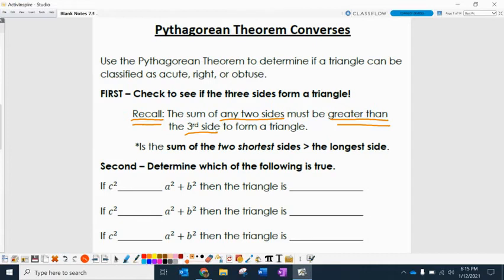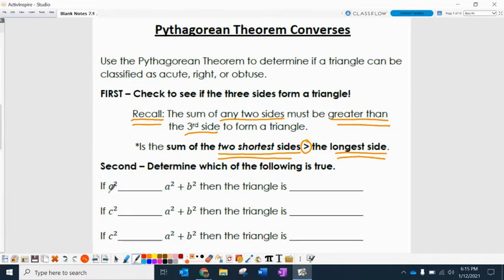Now, if one of the 2 sides is the largest side, it's automatically going to be greater than the third side. So the one situation we really have to look for and check is that the sum of the 2 shortest sides is greater than the longest side. Okay, is it greater than the longest side? So we'll want to check that first. Once we've made sure that it is in fact a triangle, then there's 3 situations we're looking for.